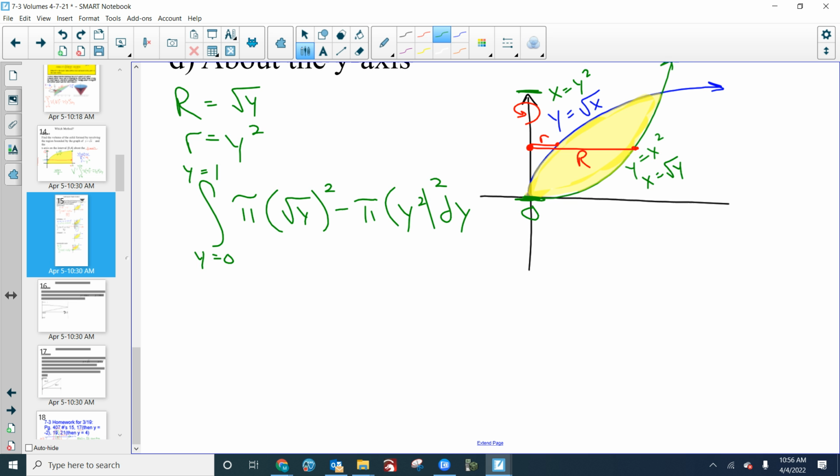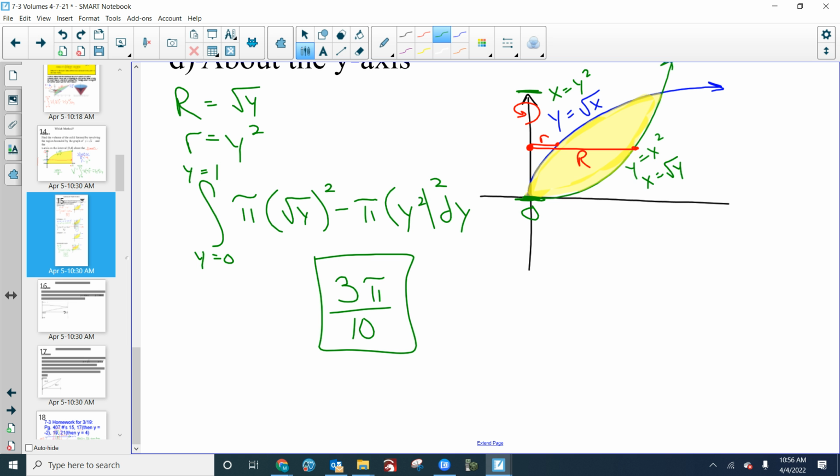I feel like we've done this one. Yes? What did we get? 3 pi over 10? 3 pi over 10. Wait a minute. Where did we see that before? Why was it the same? Ooh. Next level question. Why was this the same as when we went around the x? Symmetry? Because these two functions are inverse.